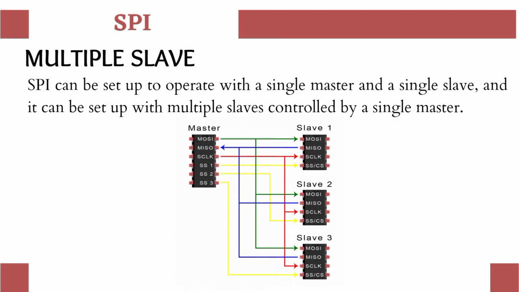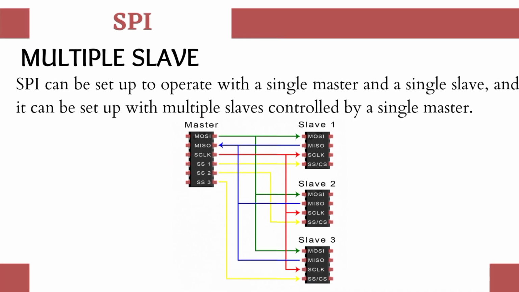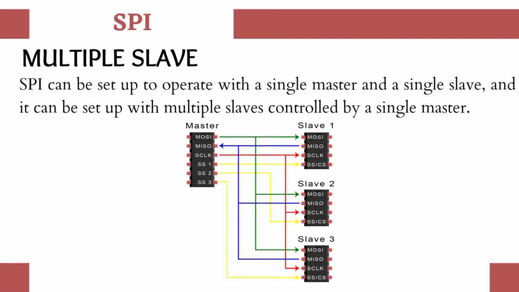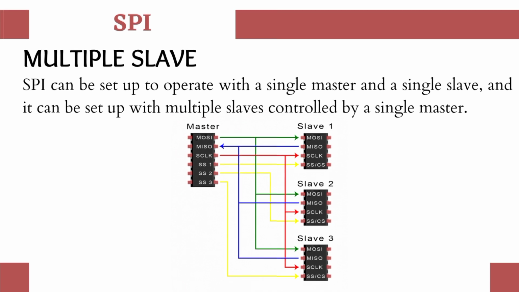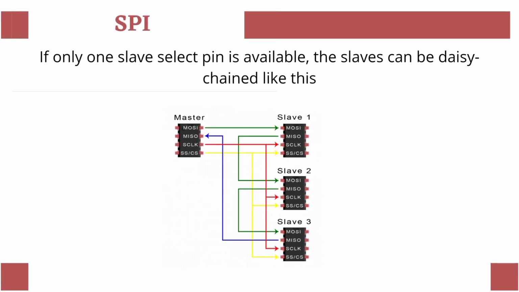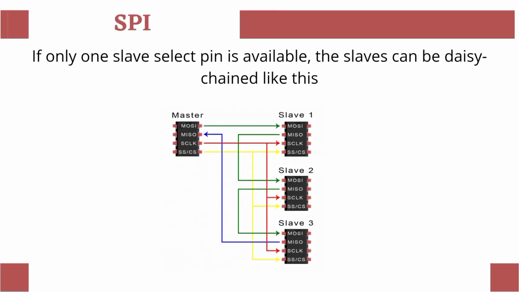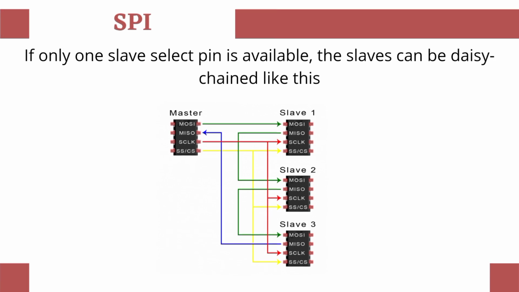What about multiple slaves? SPI can be set up to operate with a single master and a single slave, and it can be set up with multiple slaves controlled by a single master. There are two ways to connect multiple slaves to the master. If the master has multiple slave select pins, the slaves can be wired in parallel like this. If only one slave select pin is available, the slaves can be daisy chained like this.